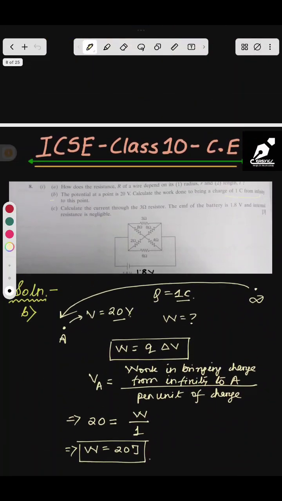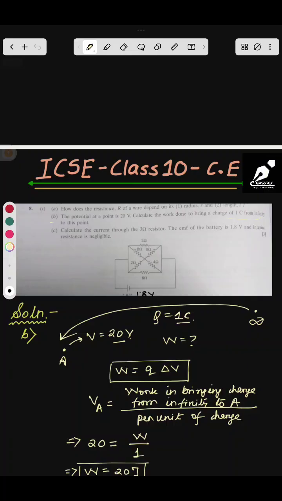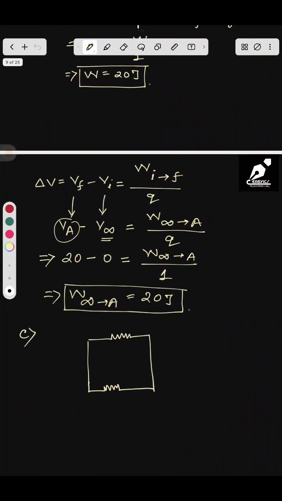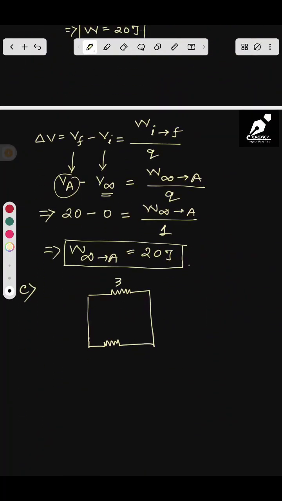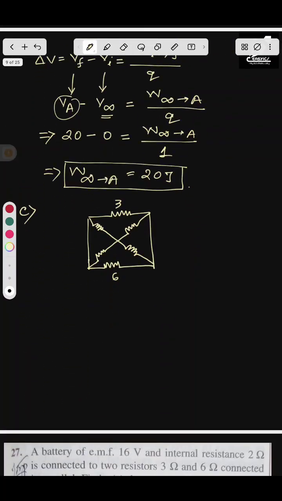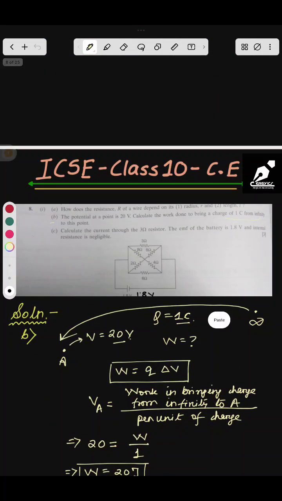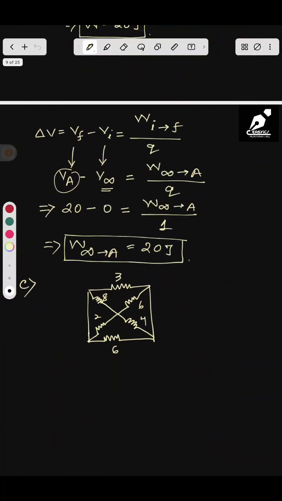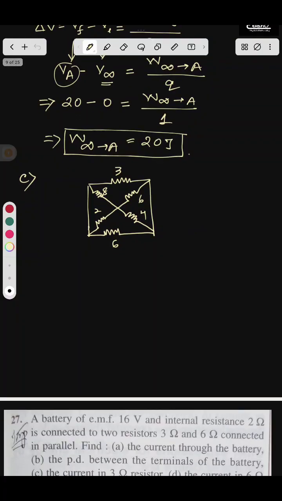The circuit is given something like 3 ohm at the top, 6 ohm at the bottom, 3 ohm, 6 ohm, and in between we have some more resistances. This is 8, this is 6, this is 2, and this is 4 ohm. And it is connected to a 1.8 volt battery.